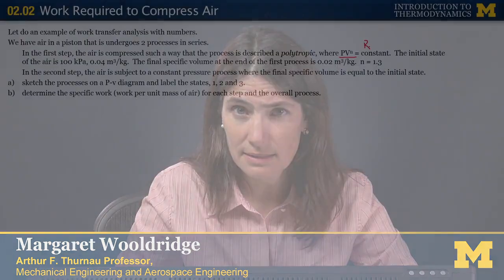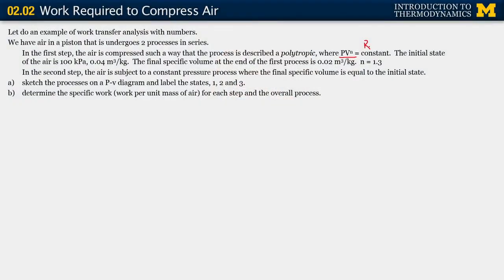Okay, so first we have to do is sketch the process on a PV diagram. And I'm going to be even more strict here. I want you to sketch the process and label with actual numbers the pressures and the volumes of all three states. So we know that means pressure and volume at states 1, 2, and 3. So that's 3 pairs of information.